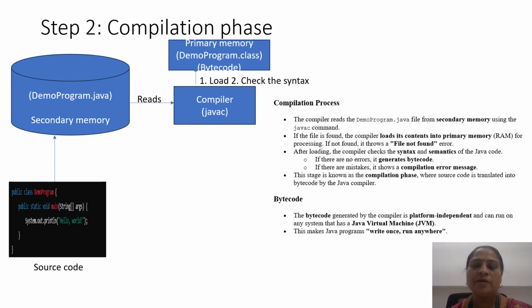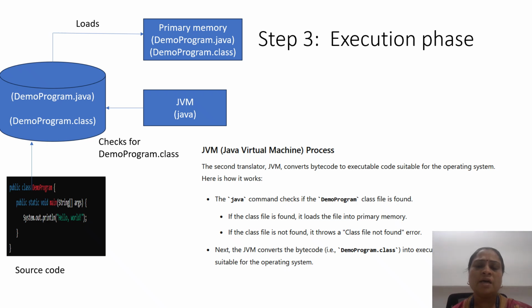And the next step is bytecode. You all know that bytecode is generated by the compiler and it is called platform independent. Once the bytecode is generated, we can run it anywhere, on any operating system. So we call that platform independent understandable code. And the next phase is the execution phase, which is the JVM process, the Java Virtual Machine process. The second translator, the JVM, converts the bytecode to executable code suitable for any operating system. So we will check how it works.